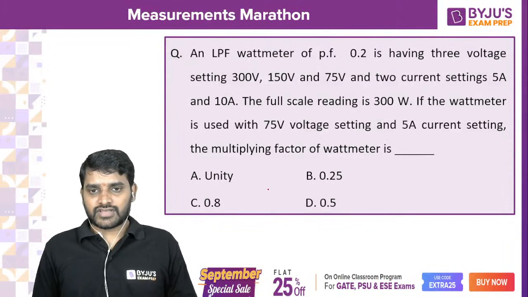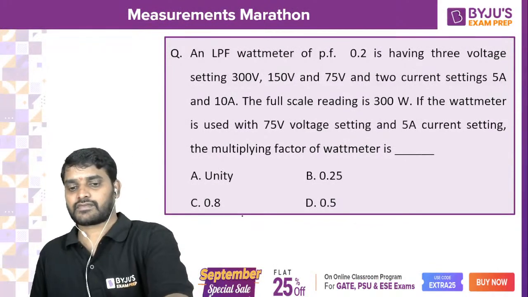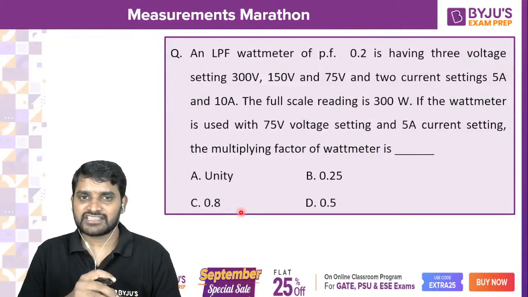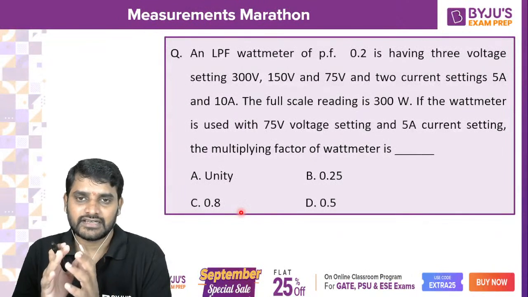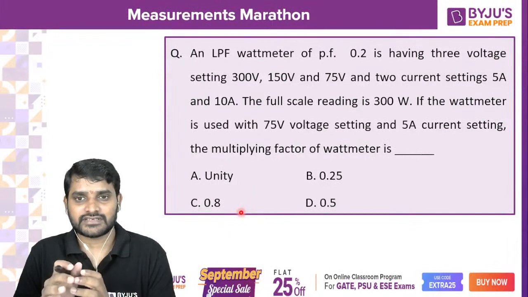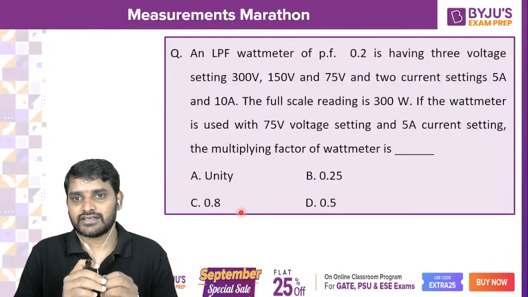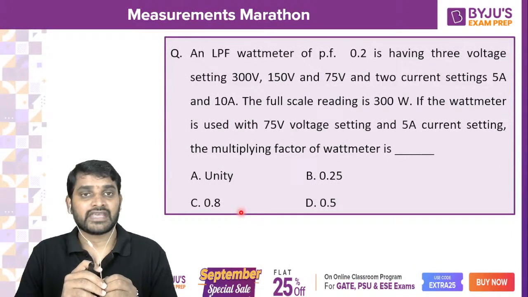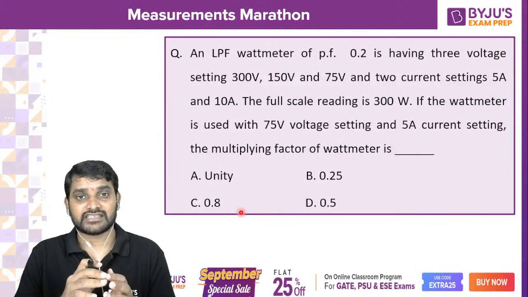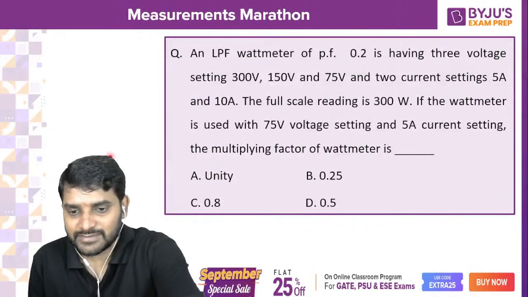So I've got a question here. Can you tell me the answer for this one? An LPF wattmeter of power factor 0.2 has three voltage settings of 300, 150 and 75 volts. The two current settings of 5 amperes and 10 amperes are given. The full scale reading is 300 watts. If the wattmeter is used with the 75 volts voltage setting and 5 amperes current setting, the multiplication factor of the wattmeter is? Can you tell me what is the multiplication factor?